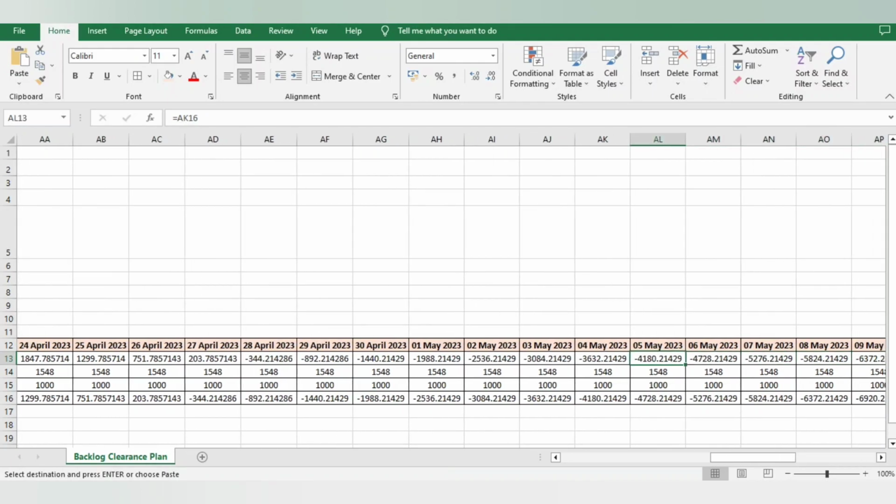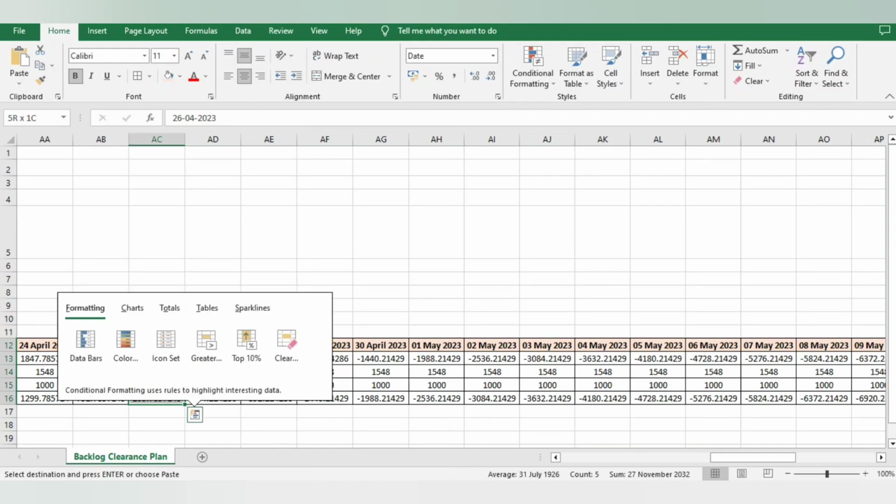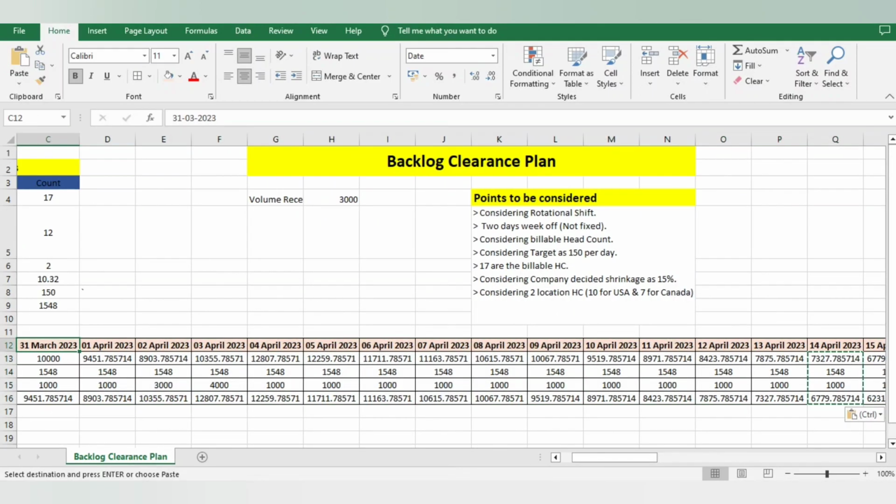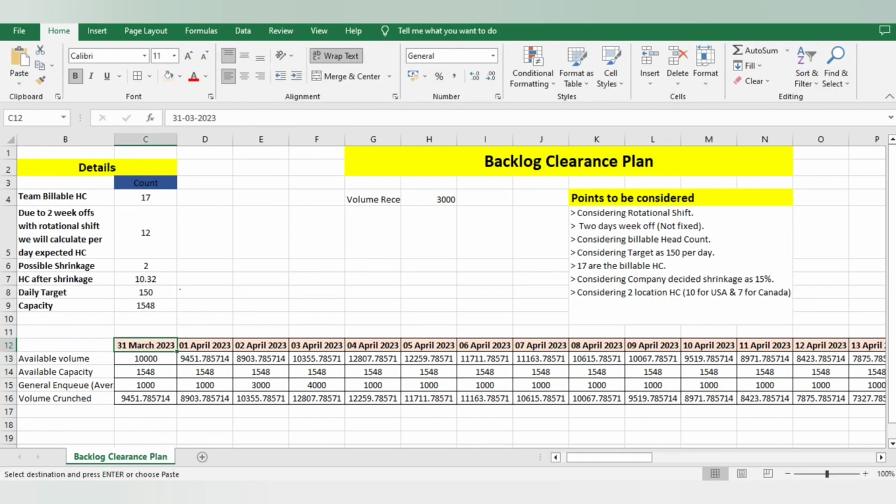Here it is. Last, till 26th April I require to crunch this particular volume. Till here I'm getting the positive sign. From here the volume is getting minus, which means we are able to crunch the additional volume, the 10,000 we have received. So till 27th, which means almost the entire month, I require to crunch if I'm getting the volume as 10,000. Correct guys? So this is a plan that can be prepared.